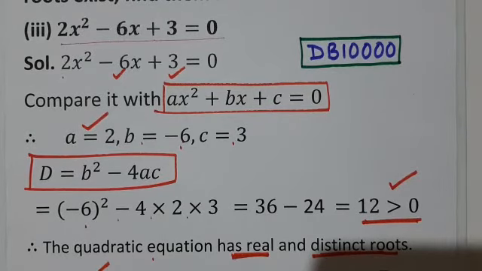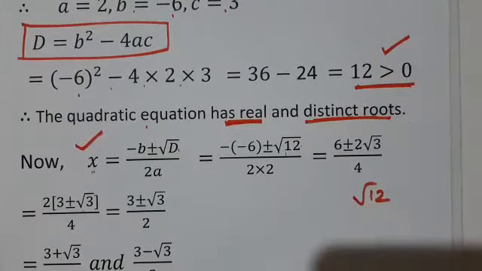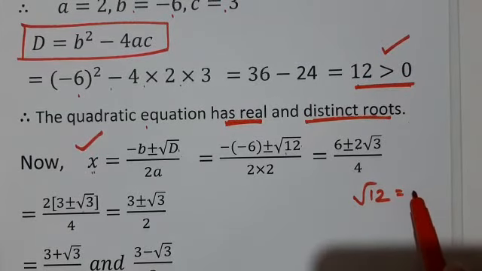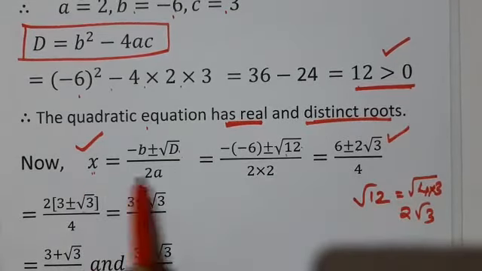Now put the values in x, finding the roots. X equals minus b plus minus root of D upon 2a. Put the values here: b, D and a. That is root 12. Root 12 can be written as 2 root 3, that is root of 4 into 3, it means 2 root 3. Put it here in x.